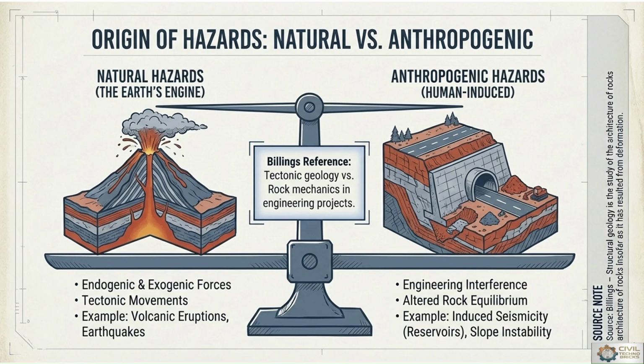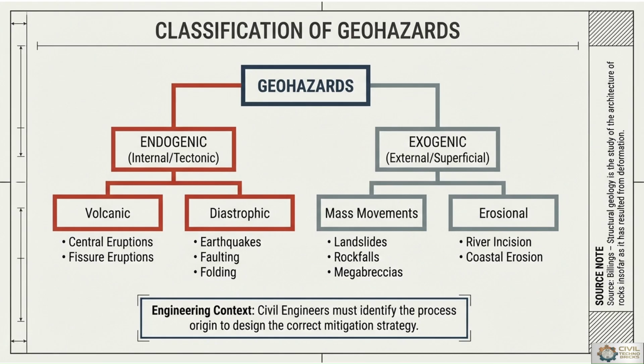So endogenic and exogenic forces are in the natural hazards, whereas engineering interference is in the anthropogenic hazards, or human induced activities. Classification of geohazards: we have to classify geohazards between two domains, endogenic and exogenic. Endogenic is the internal, or in between the tectonic plates. Exogenic is the external or superficial.